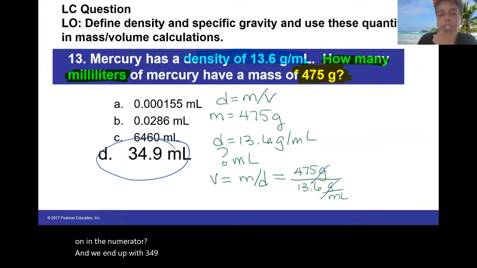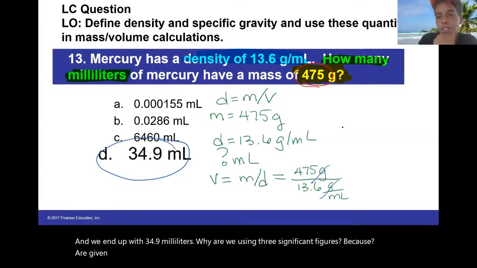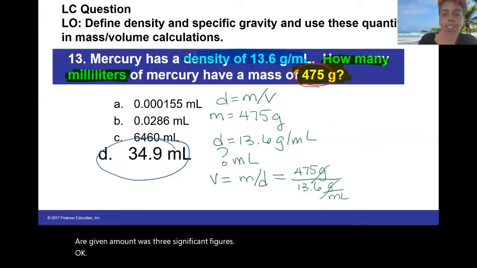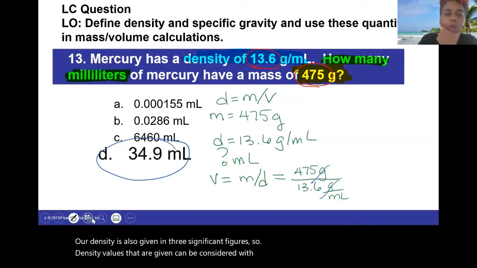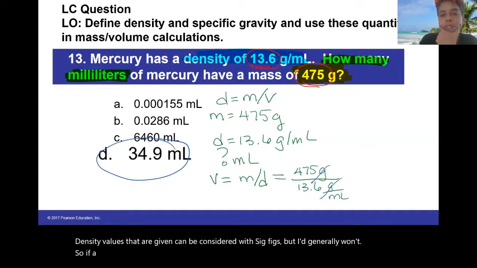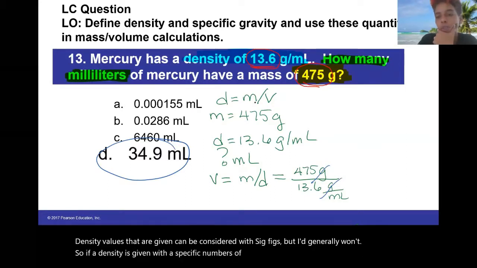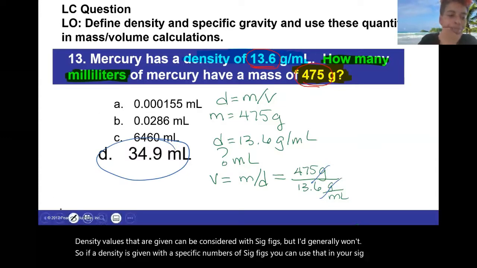Why are we using 3 significant figures? Because our given amount was 3 significant figures. Okay? Our density is also given in 3 significant figures. So density values that are given can be considered with sig figs, but I generally won't. So if a density is given with a specific number of sig figs, you can use that in your sig fig determination.